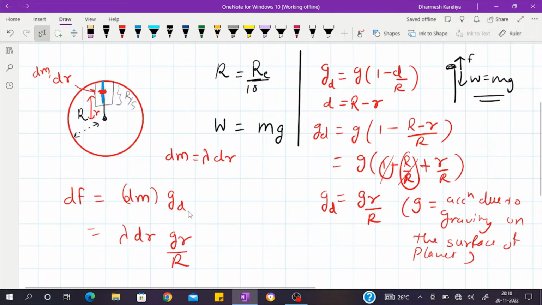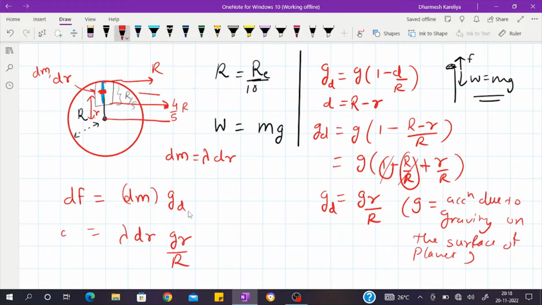Where this small r is the distance from the center to our element dm. So from where will we start? We will start with the lower end of the wire here, and the top end of the wire here. So these two will be the limits of integration. This r by 5 is the length of the wire, so total R minus R by 5, 1 minus 1 by 5 will be 4 by 5 R. So capital R will be the upper limit of your integration, and 4R by 5 the lower limit.